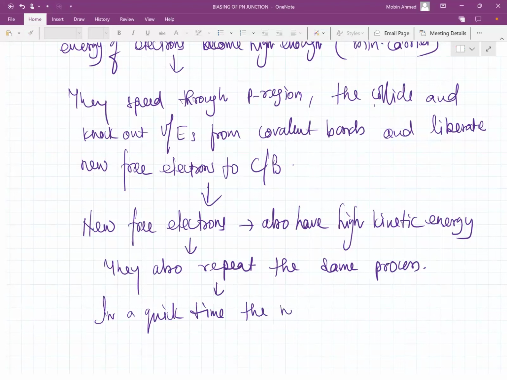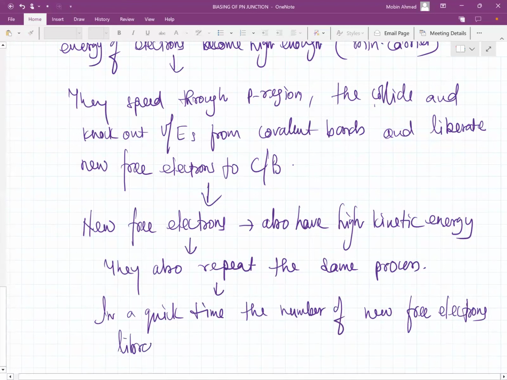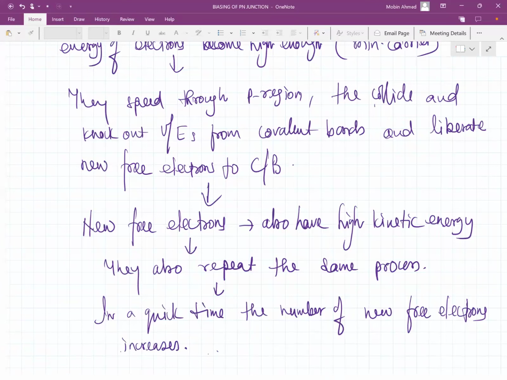the number of liberated new free electrons increases. In a quick time, it is going to increase.